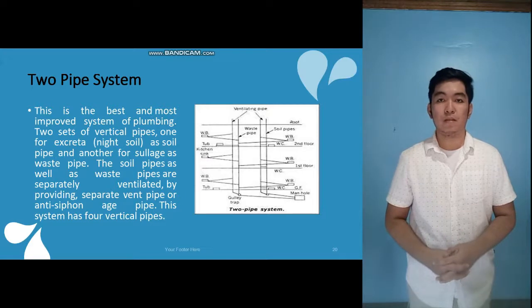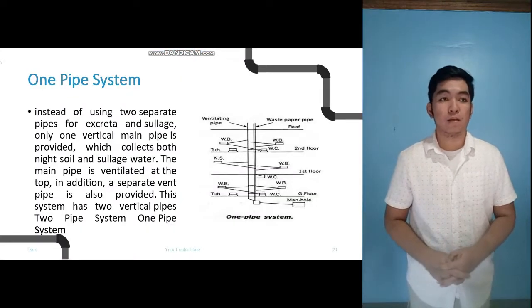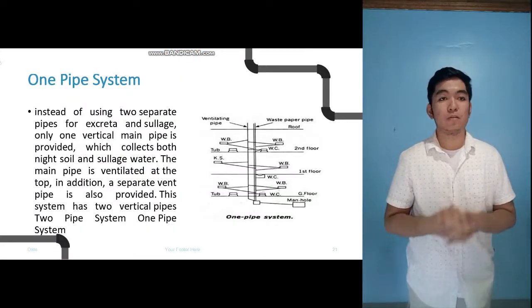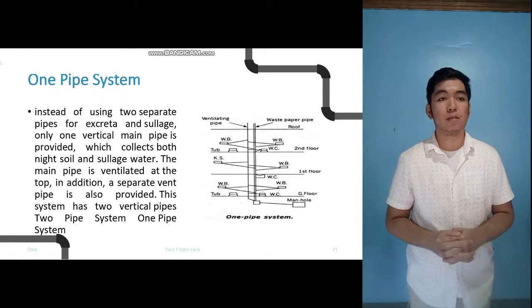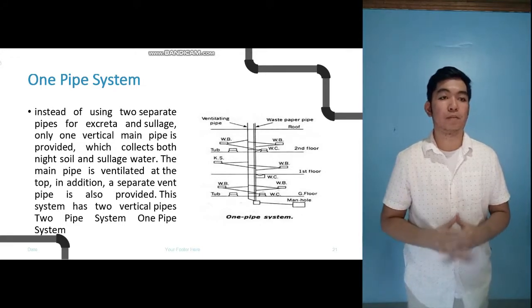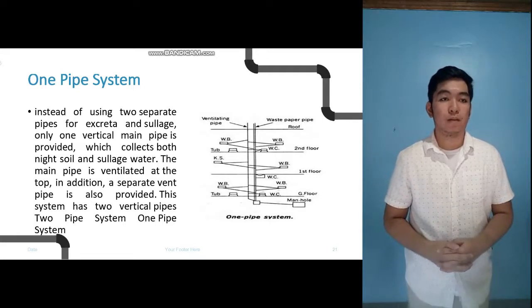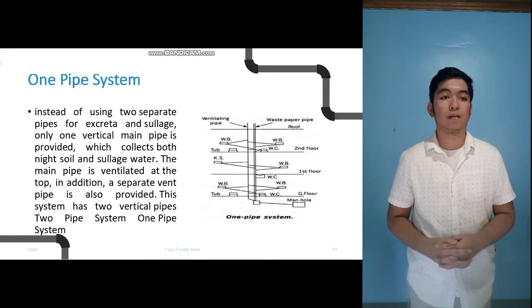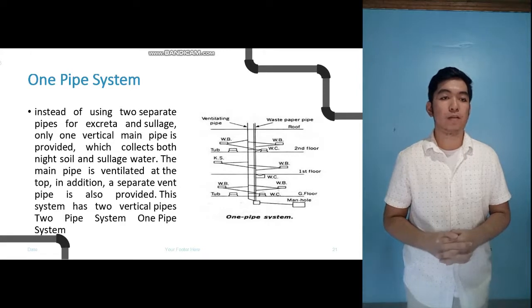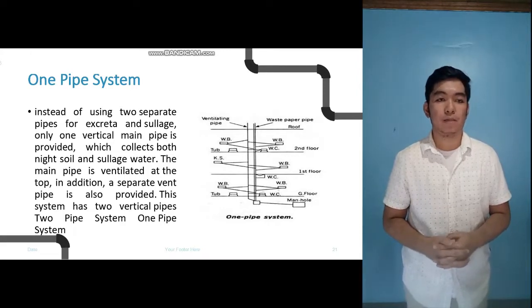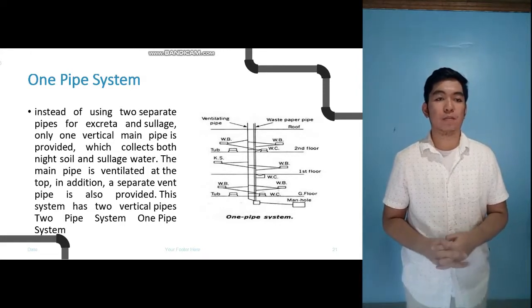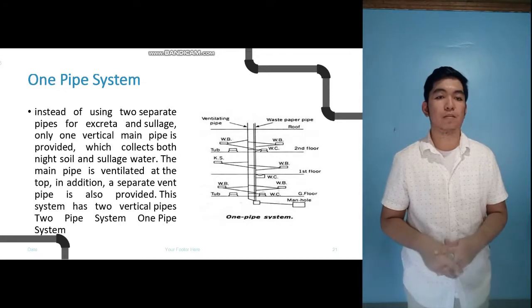The next type is the one-pipe system. Instead of using 2 separate pipes for excreta and sewage, only one vertical main pipe is provided, which collects both night soil and sewage water. The main pipe is ventilated at the top. In addition, a separate vent pipe is also provided. This system has 2 vertical pipes, unlike the 4 of the two-pipe system.